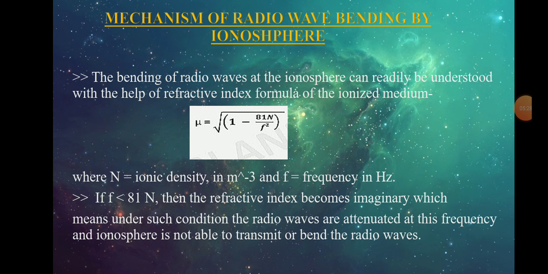So as I said, the whole phenomenon is taking place in two parts. First one is the propagation of the radio wave through the ionosphere, where we are not considering the magnetic fields. And in the next, that is the radio wave bending, here we are considering the magnetic fields.